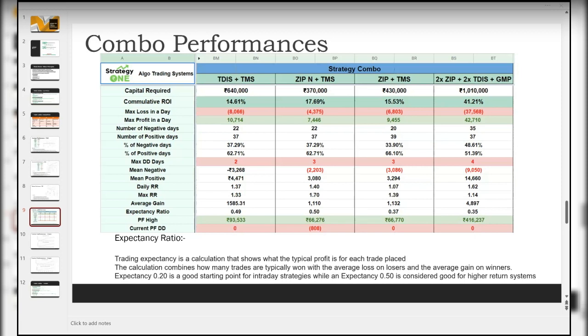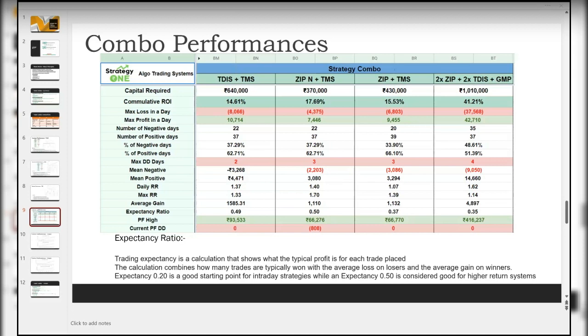And generally, for an intraday strategy like intraday straddles and strangles, the expectancy is around 0.2. When you go to an expectancy of 0.5, you're going for a considerably high-return system, which will give you higher return with a moderate risk as well. The higher the expectancy, the better the strategy is. It is not a risk-return kind of thing. So when you see a higher expectancy, the surety of getting higher returns is much more.